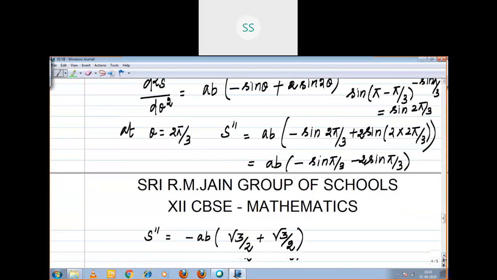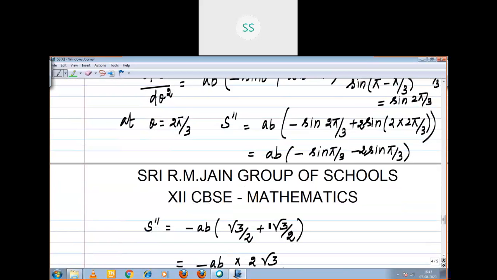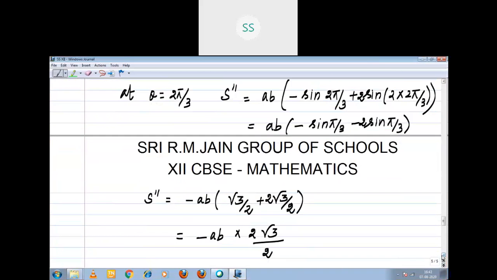So what can you get here? I will erase it and write here, children, then only you will get a clear idea. Sorry for the inconvenience. Now, root 3 by 2 plus 2 times root 3 by 2 becomes 3 root 3 by 2, which is less than 0. Therefore, area is maximum, right?